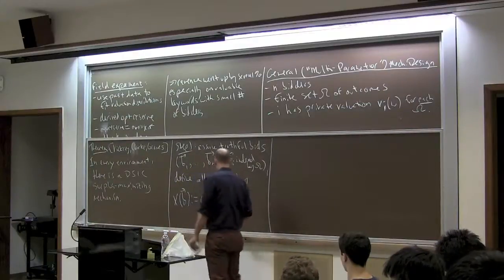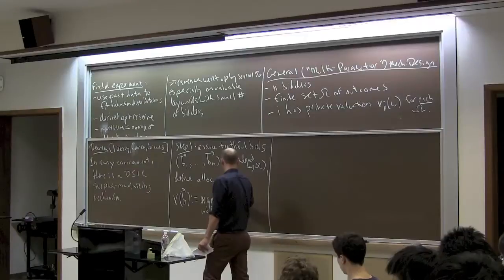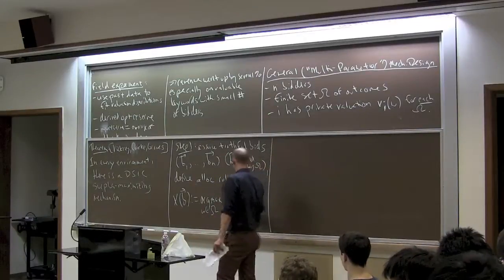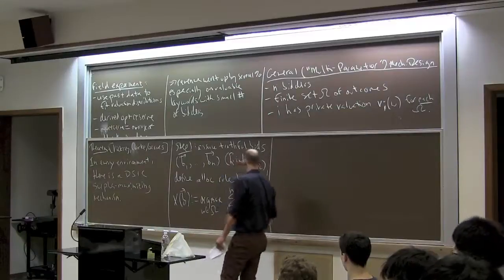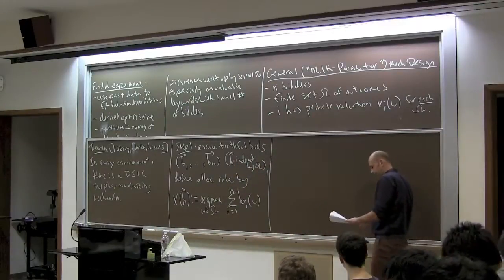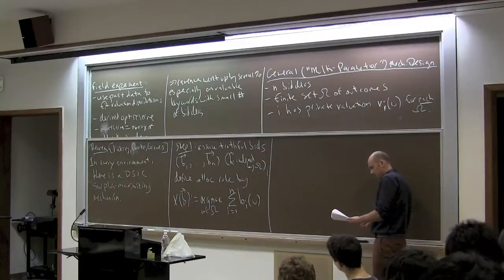And surplus is defined in the usual way. We just sum over the bidders of their value. We don't know the value, so we use bids as proxies. Among all of the possible outcomes, we just choose the one that maximizes the sum of the bids for that outcome. Okay? Only thing we can do.